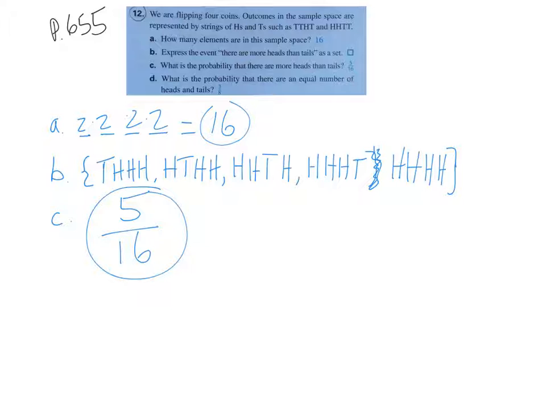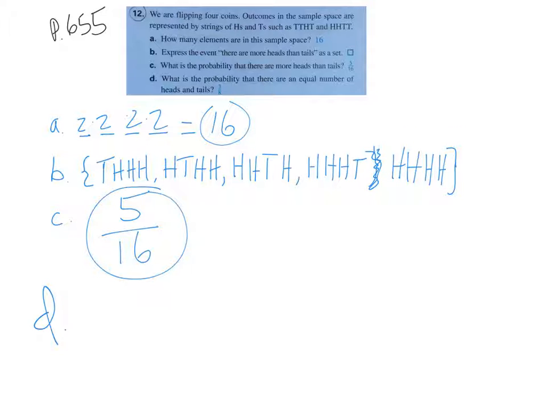And then let's try part D real quick. What is the probability that there are an equal number of heads and tails? Well, if there's an equal number of heads and tails, that means there's 2 heads and 2 tails, right? Let's go through and list all the ways we can do that.